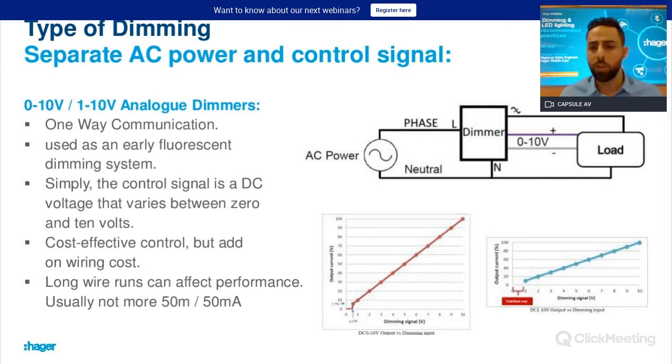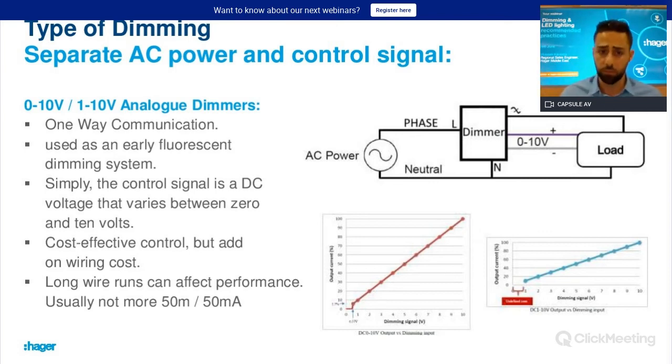It's a one-way communication. It was first introduced to control the fluorescent lighting. In the past, our fluorescent lighting, the indirect lighting, the cove lighting, in other words, used to be controlled by 0 to 10 volt dimmers. Okay, simply, it's a DC signal from 0 to 10 volt, and whatever value you put is respectively reflected on the light output, which is from 0% to 100%.